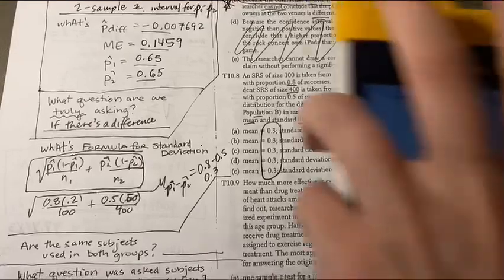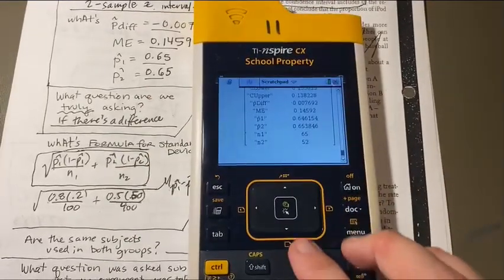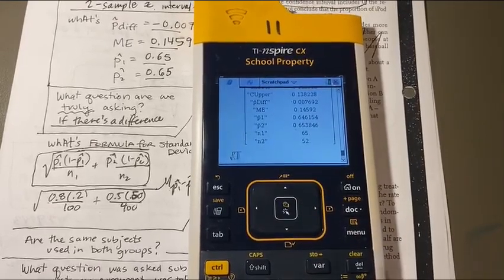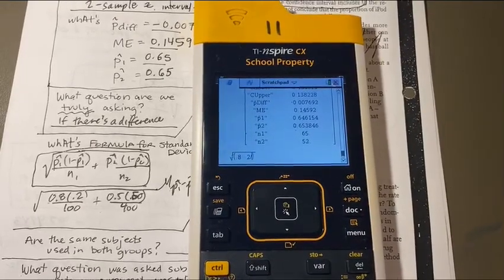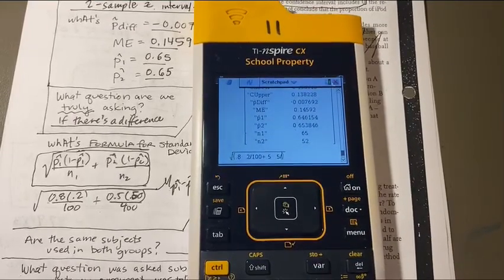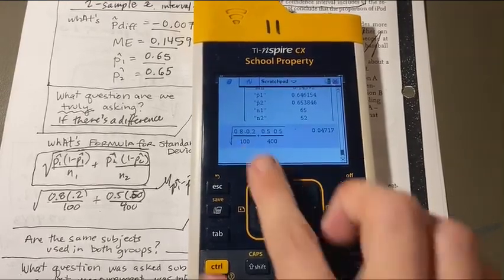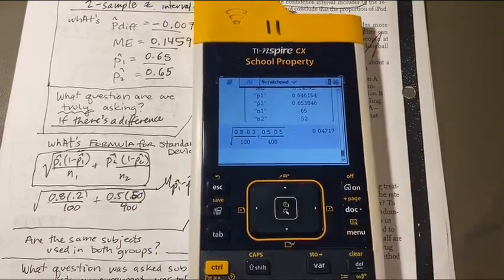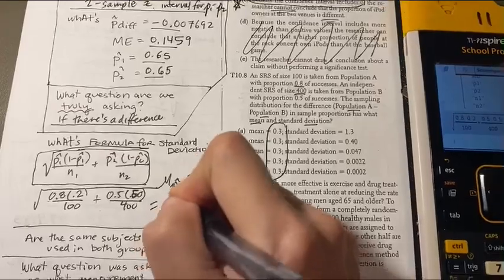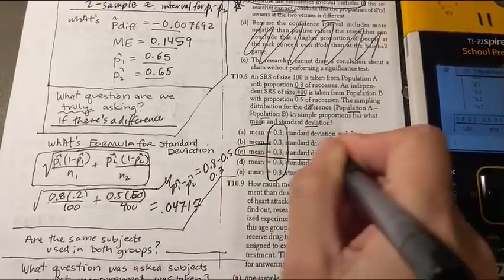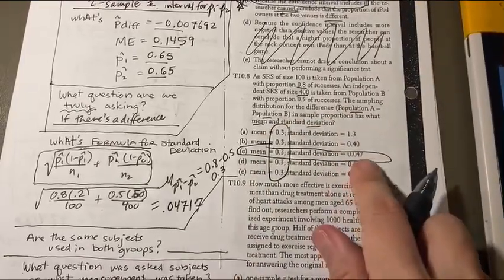So how do we type this in? This calculator is so fancy, I can literally make it look just like that. So the square root of parentheses, 0.8 times 0.2, divide by 100, plus 0.5 times 0.5, divide by 400, parentheses, enter. Look at that, looks just like that, right? And I get 0.04717. So I pick C, 0.047. Yep.